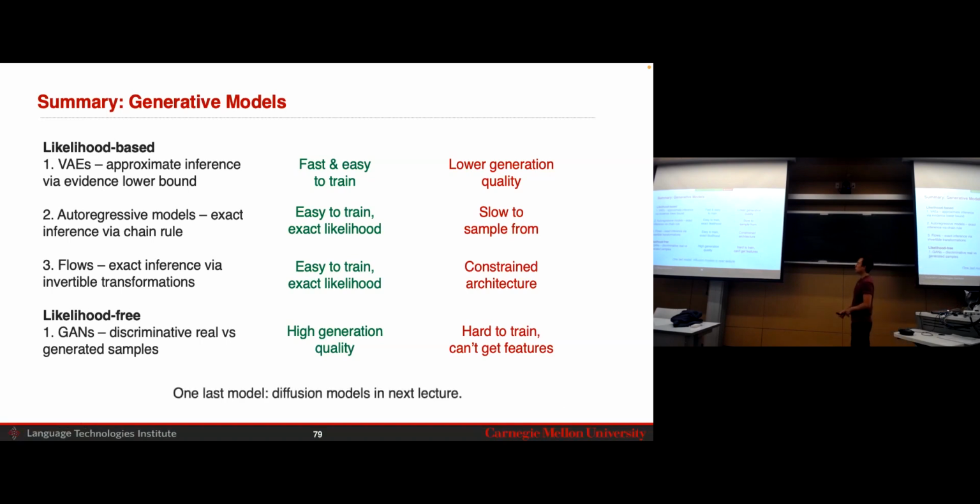And finally, we're going to talk about diffusion models really quickly next lecture. And then we're going to move on to the next challenge on transference. Cool. Thanks, everyone. Any last questions about GANs or any generative models?